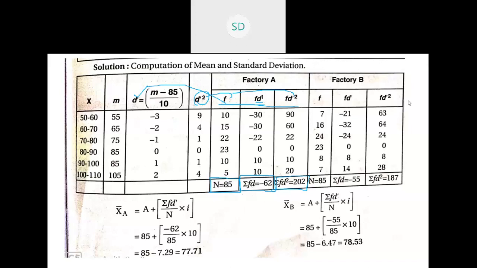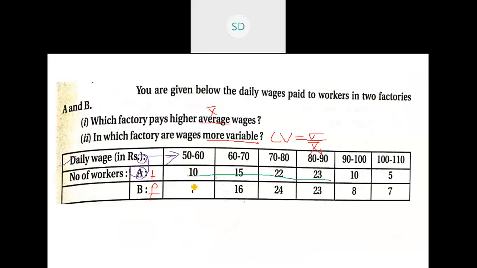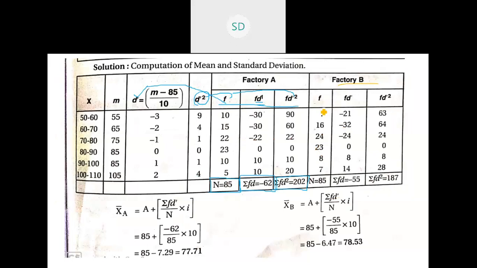Okay, now let's go to factory B. Similarly, how we solved for factory A, factory B also we will be solving. For factory B, frequency is taken from the question. The same frequencies from the question. You can see here these frequencies are only considered. So these frequencies are taken here. Again n is 85. So here n is same for both of them.